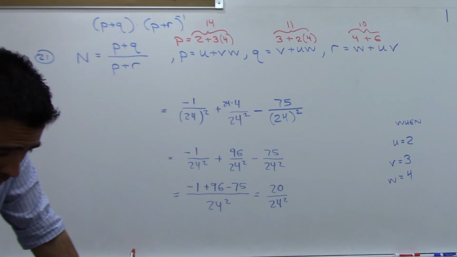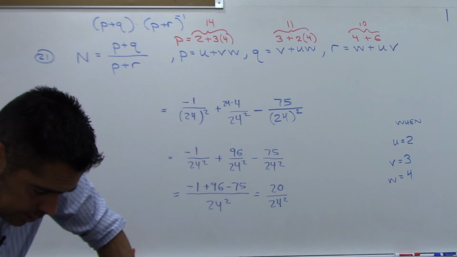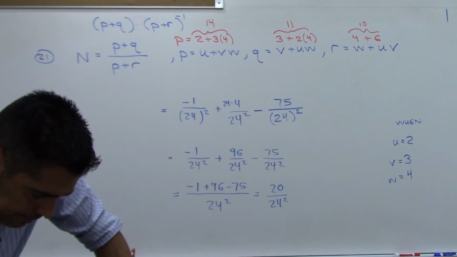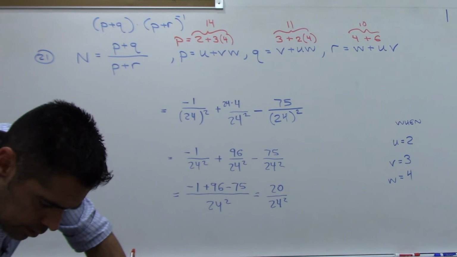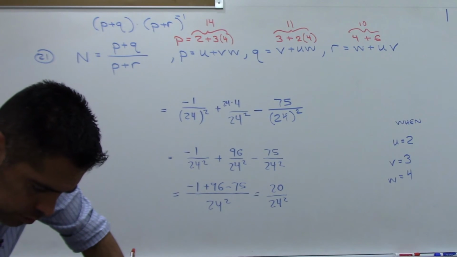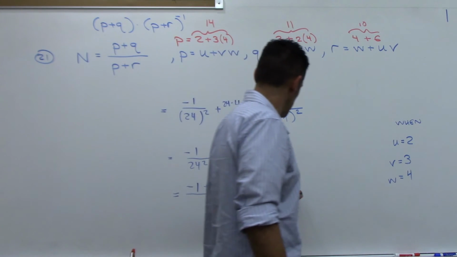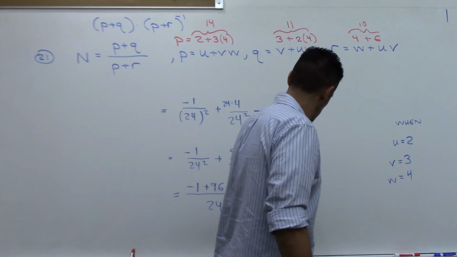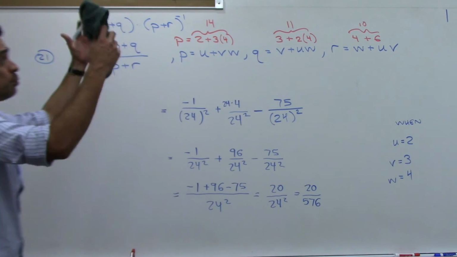Remember, this is just one of the partials. Yeah, 20 over 576. You can reduce that fraction, but that's good enough. So that's just one of them.